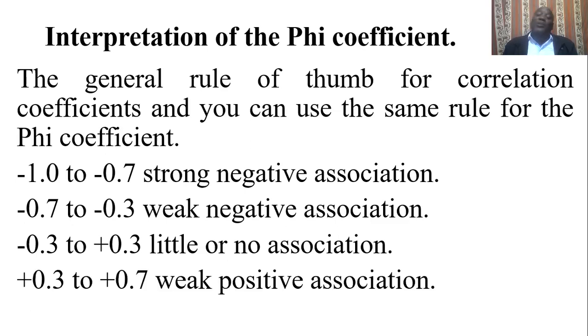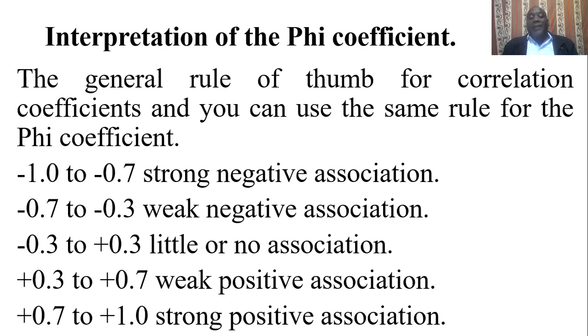Then the numbers +0.3 to +0.7 mean that there is a weak positive association between the variables. Then +0.7 to +1 means that there is a strong positive association between the variables. I'll repeat that one. +0.7 to +1 means that there is a strong positive association between the variables.